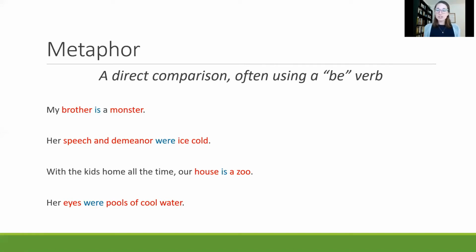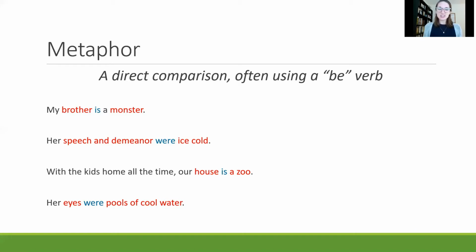Secondly, her speech and demeanor were ice cold. Now, if you can imagine, sometimes we'll talk about how people were warm and welcoming. That's another example of figurative language, and this is the opposite here, where we say the speech and demeanor, the way they carry themselves, were ice cold. So if this is ice cold, you can imagine it kind of gives you chills. Something that is ice cold doesn't necessarily make you want to stay somewhere. So we can get an idea of what that speech and how that person carried themselves was like.